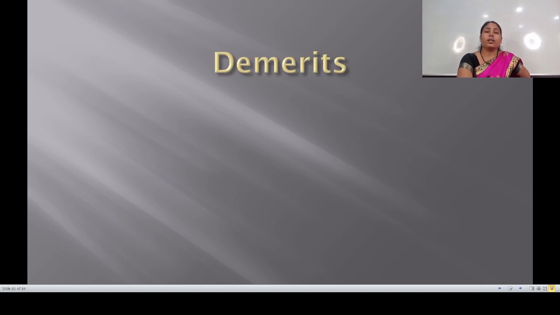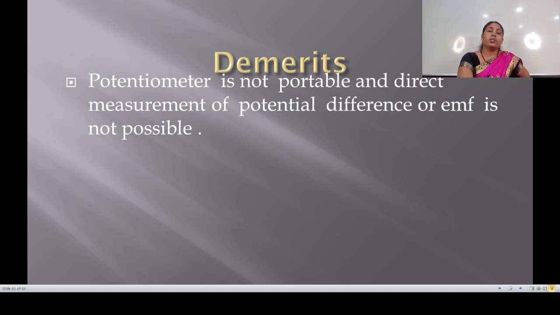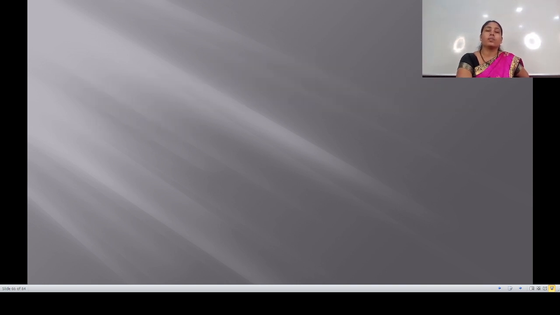What are the demerits of the potentiometer? There are some demerits in the case of the potentiometer. In various types of applications we can use the potentiometer, but there are some defects that can be found. The potentiometer is not portable. It is bigger in size, so it cannot be carried from one place to another. We cannot transport the potentiometer, and direct measurement of potential difference or EMF is not possible.